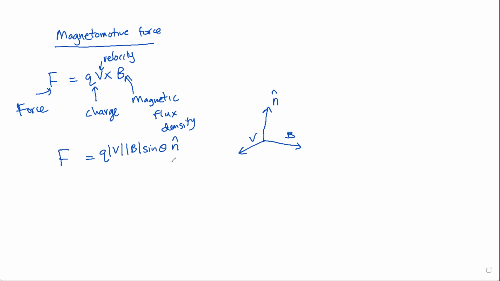So the complete expression gives the direction of the cross product of the two vectors, the velocity vector and the magnetic field vector. Because of that, we need to define that this is a vector. So the force is given by the unit vector. So basically we can define the force like this.